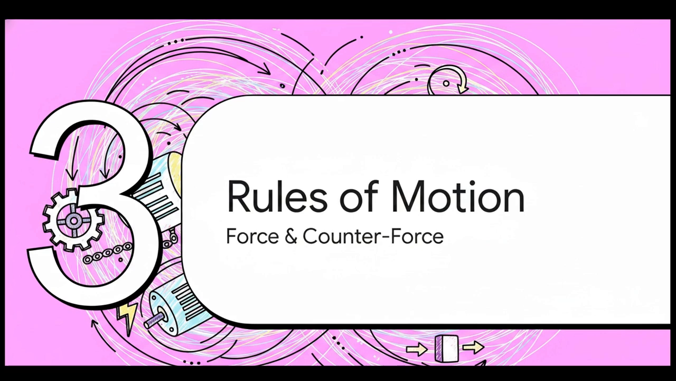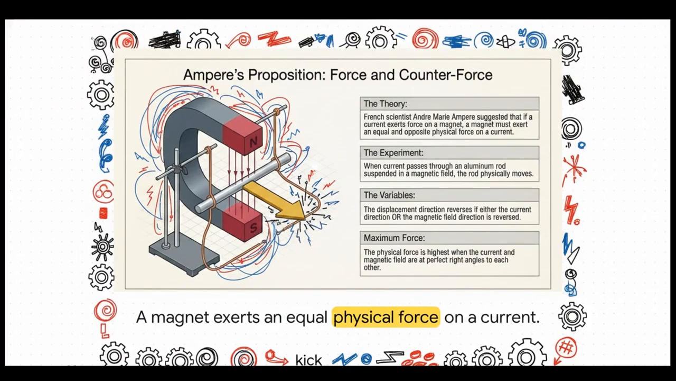Because drawing invisible lines is great and all, but actually creating physical, tangible movement is how we build machines. Enter French scientist André-Marie Ampère, who took Ørsted's discovery a massive step further. He proposed this beautiful concept of force and counterforce. He said, well, if an electric current exerts a force on a magnet, then physics demands that the magnet has to push back with an equal opposite physical force on the wire.